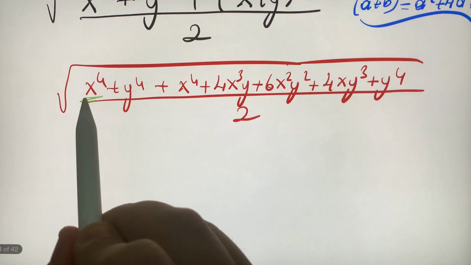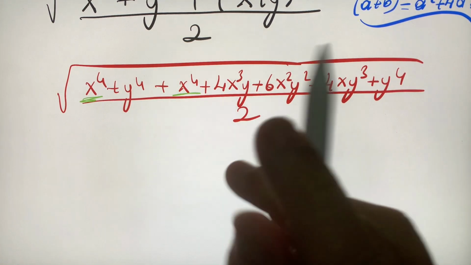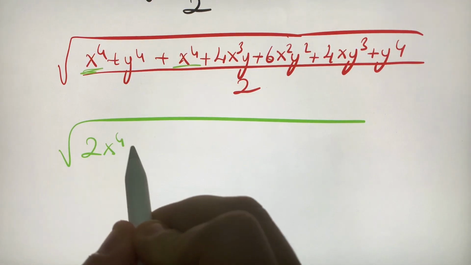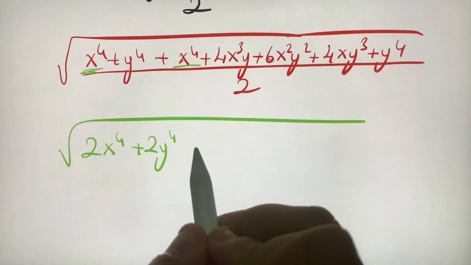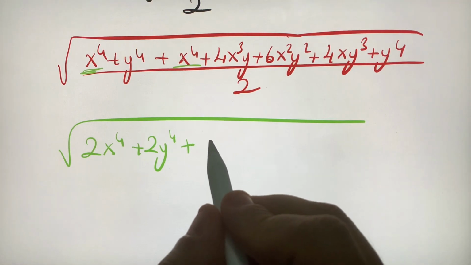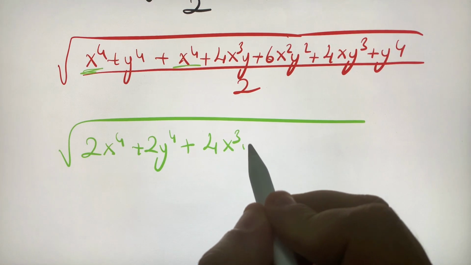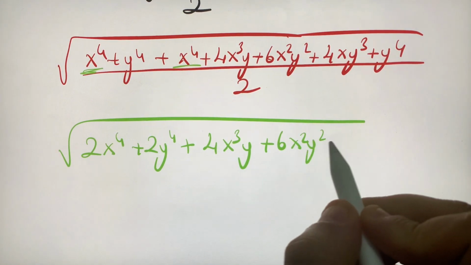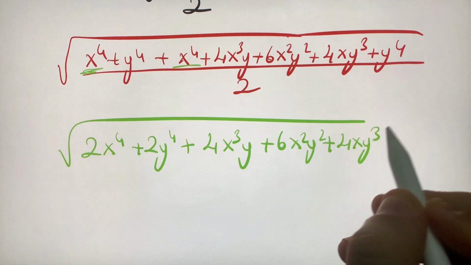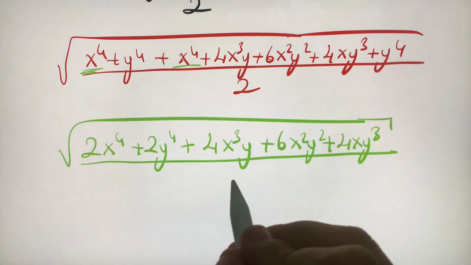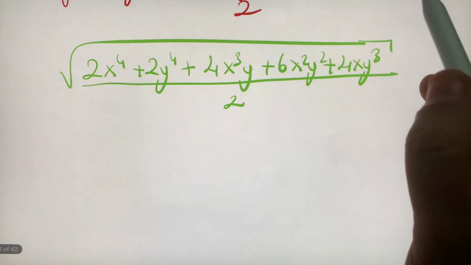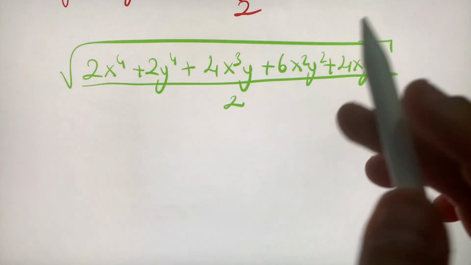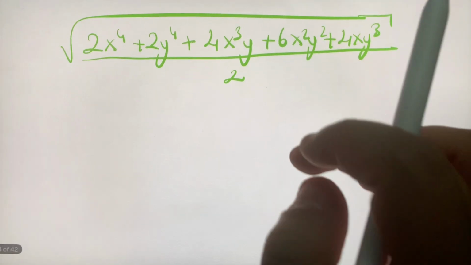If you notice, there are similar terms. I'm combining these similar terms: 2x to the fourth plus 2y to the fourth plus 4x cubed times y plus 6x squared y squared plus 4x y cubed, all divided by 2. Now, if you pay attention, all the terms given here are multiples of 2. In this case, what can I do with them? I can simplify it with 2.